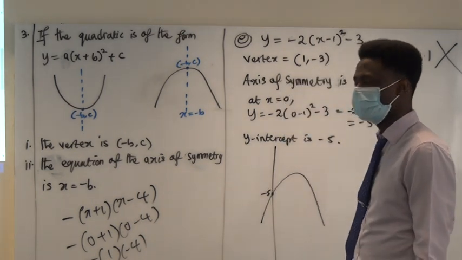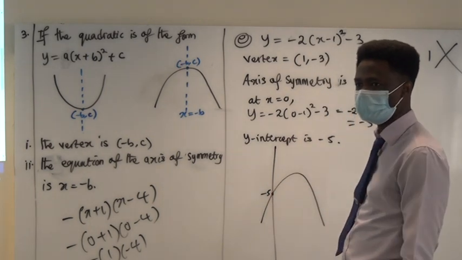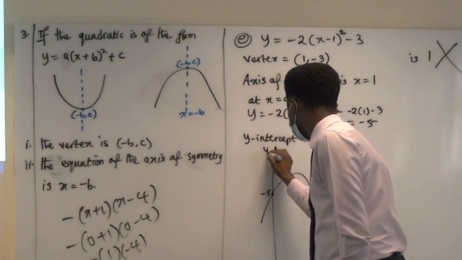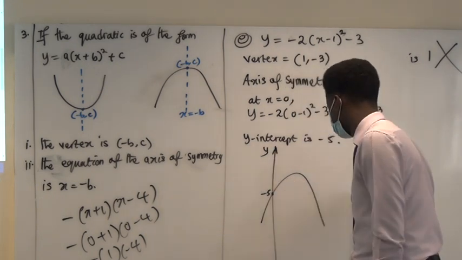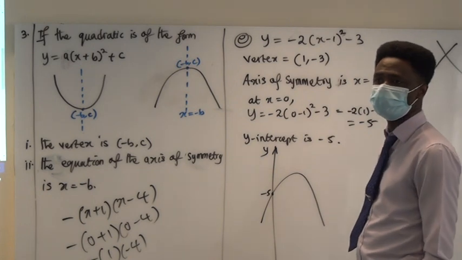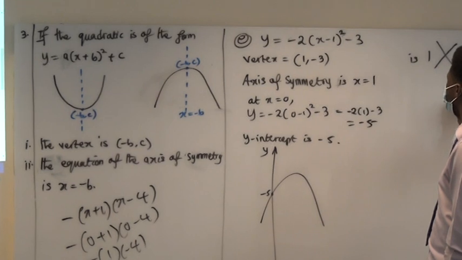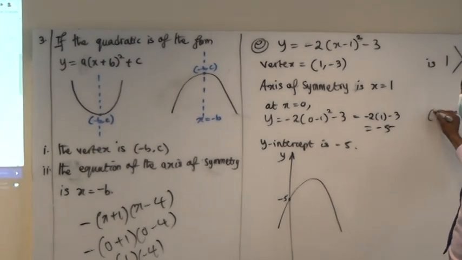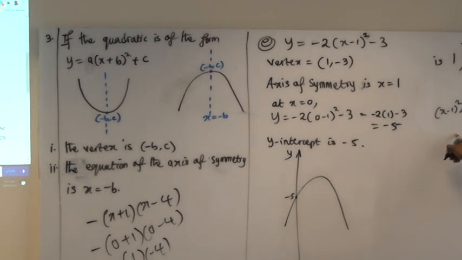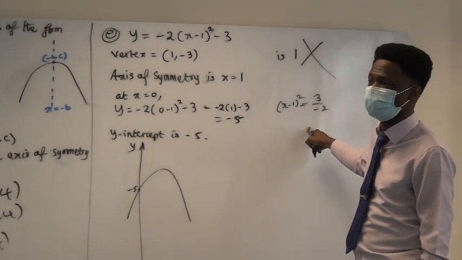We don't know if it touches the x-axis or crosses it. You may not bother about that, so just indicate here y. Because if you put this, what if the roots of the equation are not possible? If this is equal to 0, you are going to get 3 over -2 on the other side, which will be a complex root. So it doesn't cross the x-axis.